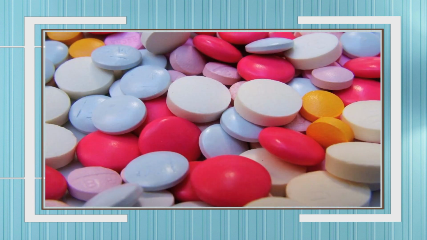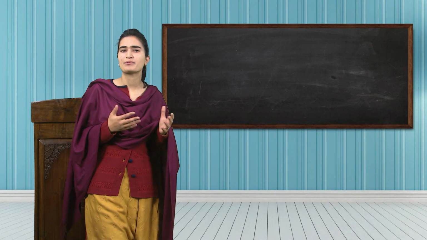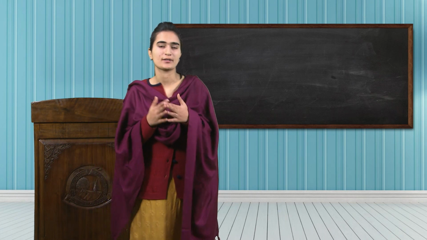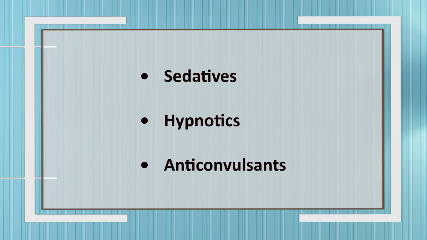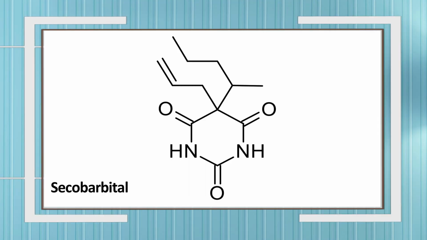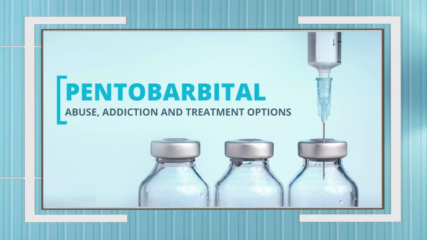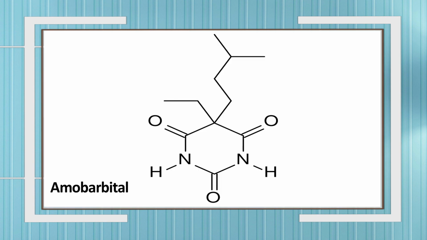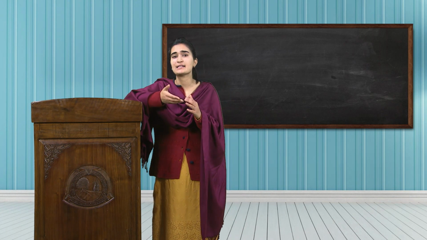Now, barbiturate use disorder. Barbiturate use disorder is now subsumed under sedative, hypnotic, and anxiolytic use disorders. However, it has been described separately as it has some distinctive features. Since their introduction in 1903, barbiturates have been used as sedatives, hypnotics, anticonvulsants, anesthetics, and tranquilizers. Commonly abused barbiturates are secobarbital, pentobarbital, and amobarbital. Their use has recently decreased markedly as benzodiazepines have replaced barbiturates in most of their clinical uses.